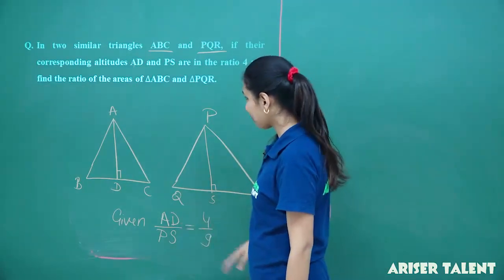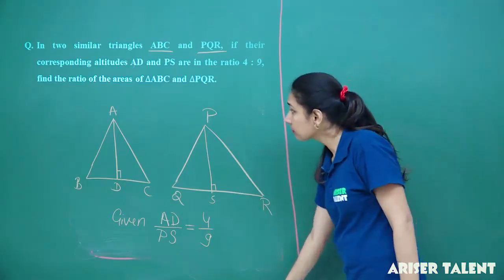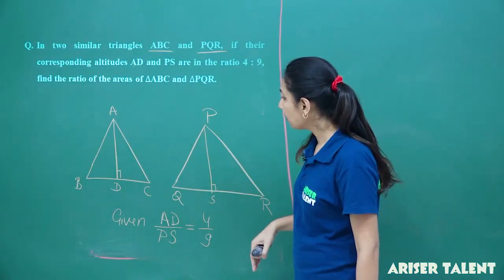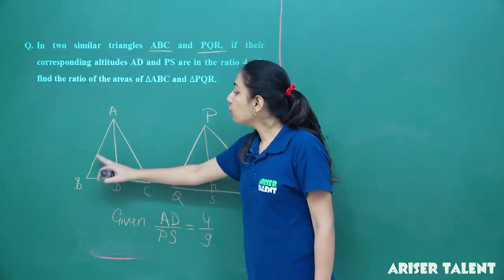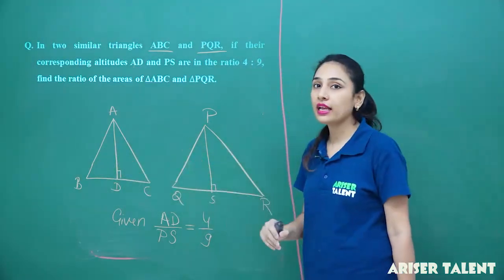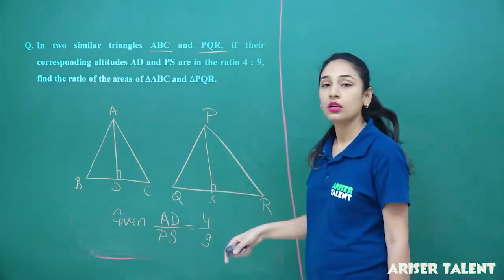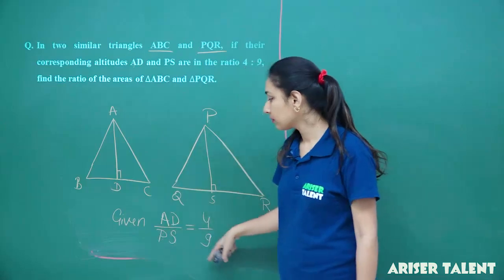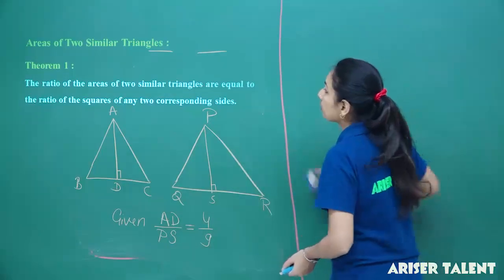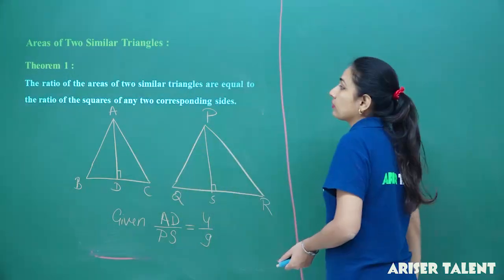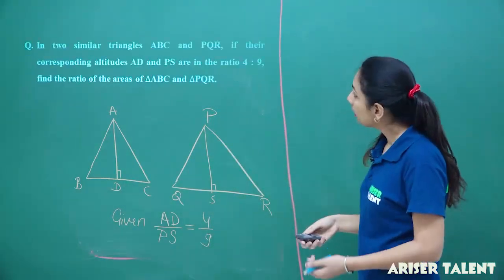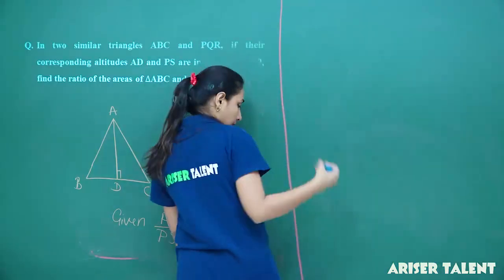Now you have to find the areas. We know that if these altitudes are in two similar triangles, then the ratio of the squares of these altitudes will be equal to the ratio of the areas of the triangles. In the first theorem we have proved that in the first step, right? Now let's start doing the question.